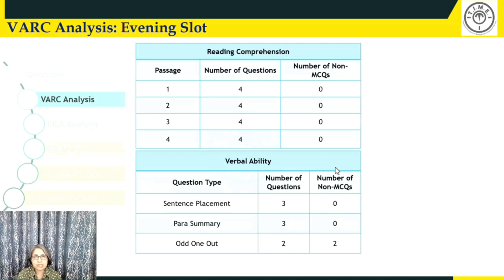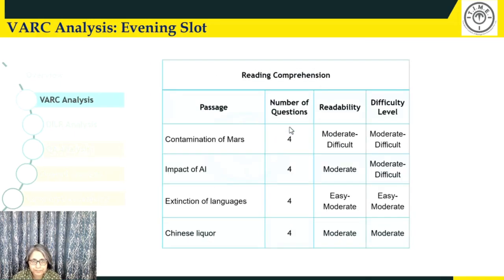In verbal ability section, there were questions that came from 3 basic categories. One was sentence placement. This type of question had been introduced last year also. One was para summary questions and one was odd one out. So we did not have any para jumble kind of questions in this year's CAT in slot 3, but there was no new variety of questions that was introduced. It was all on expected lines.